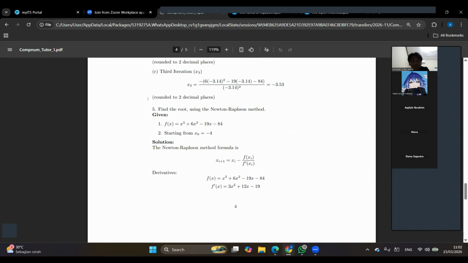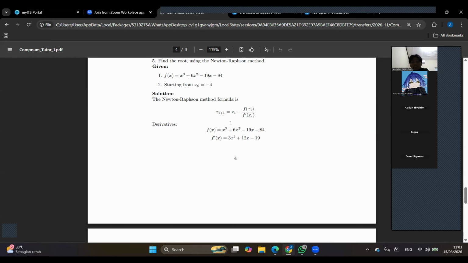Okay, now for the last question, we will need to find the root of x using the Newton-Raphson method. The function is still the same. But in this question, we will start x0 from minus 4, not 3. Now, the formula of Newton-Raphson is this. x(i+1) is equal to the previous x minus f(xi) divided by the derivative of f(xi).